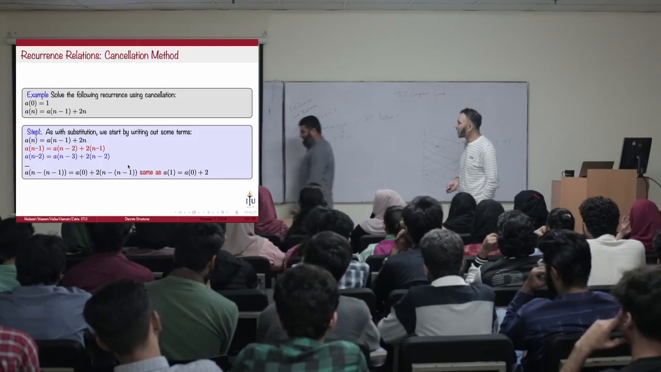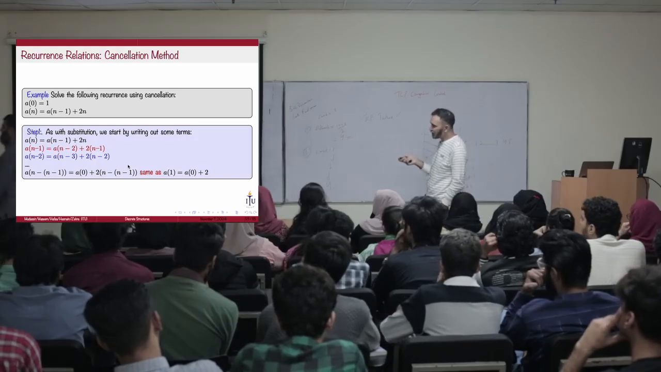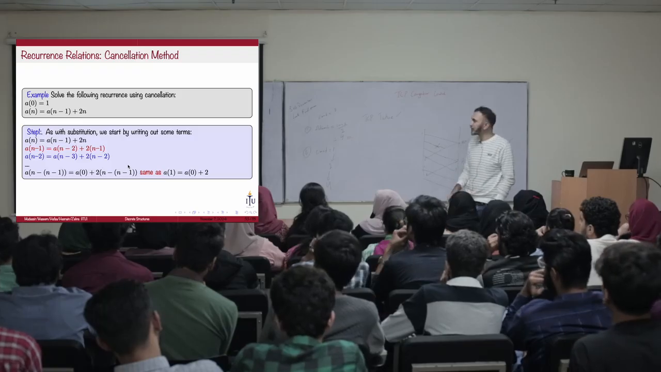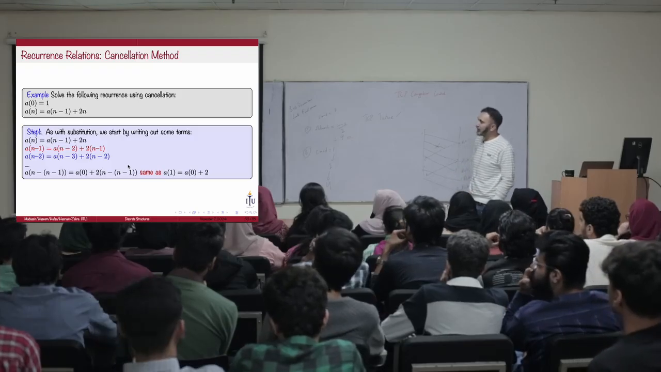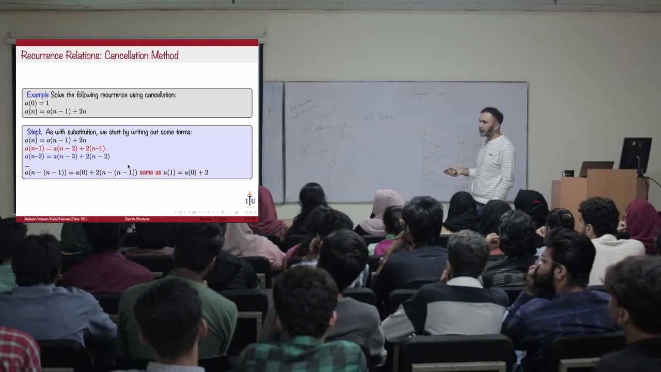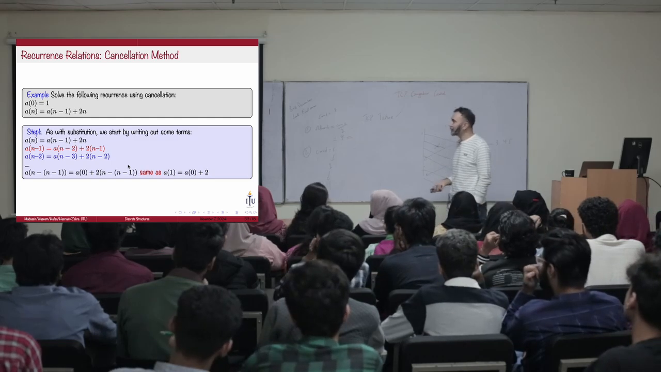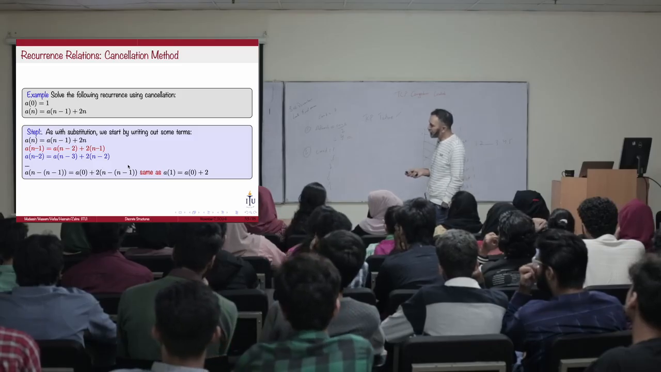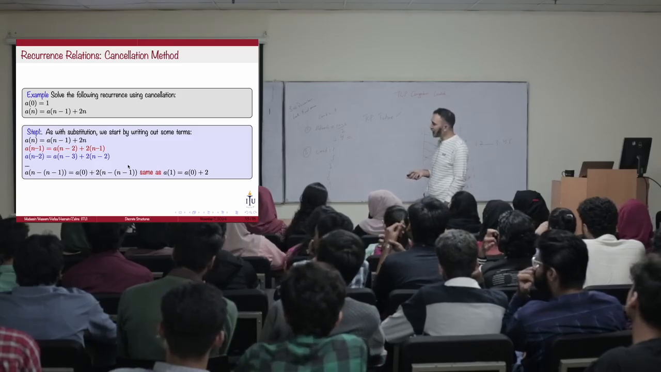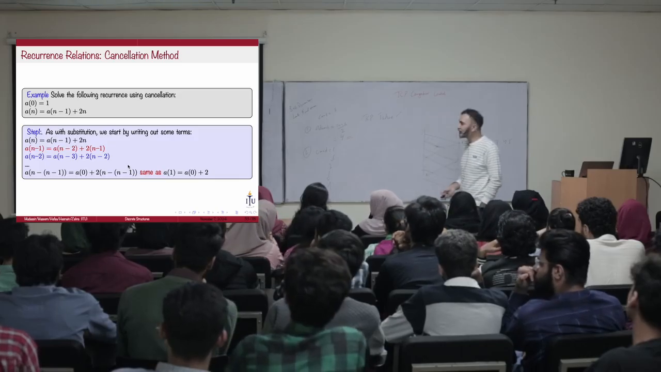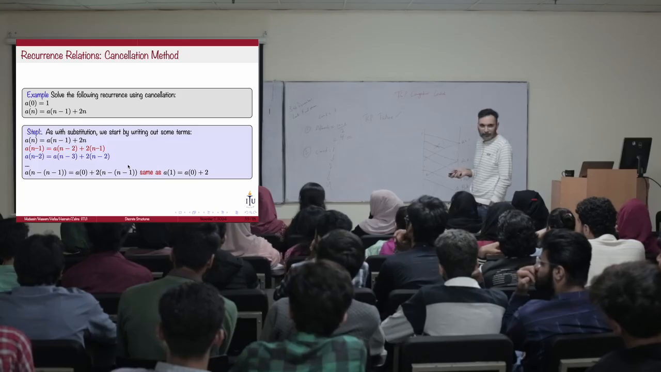Alright, so over here we have a stopping condition which says that A(0) is 1, and we have the recurrent part which says that A(n) is A(n-1) plus 2. This, I believe, is super easy to solve using the substitution method, and I hope you guys can do it. I want you guys to do it using the substitution method, but we are going to do it using something called the cancellation method. So what we do is we do what we do in the substitution method.